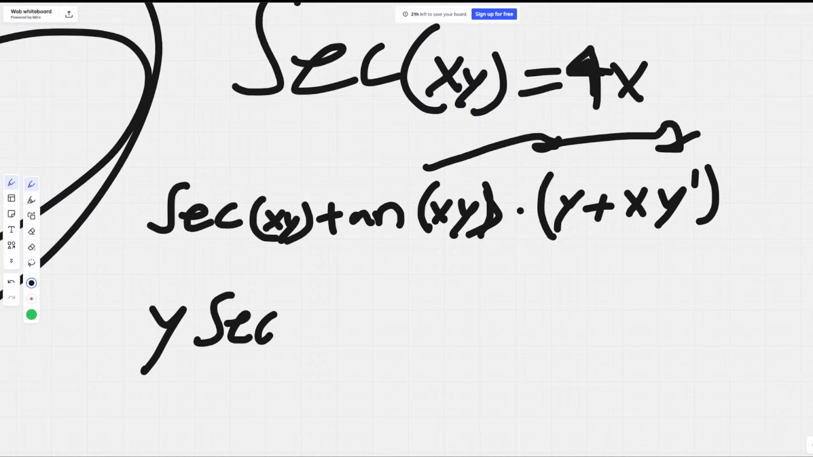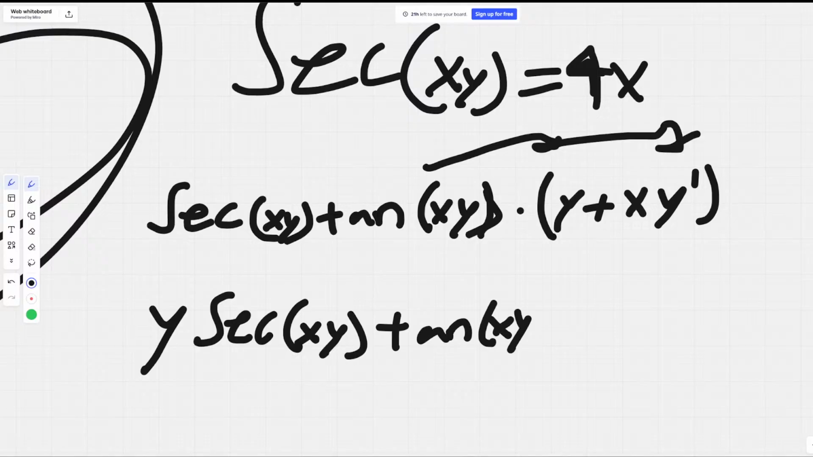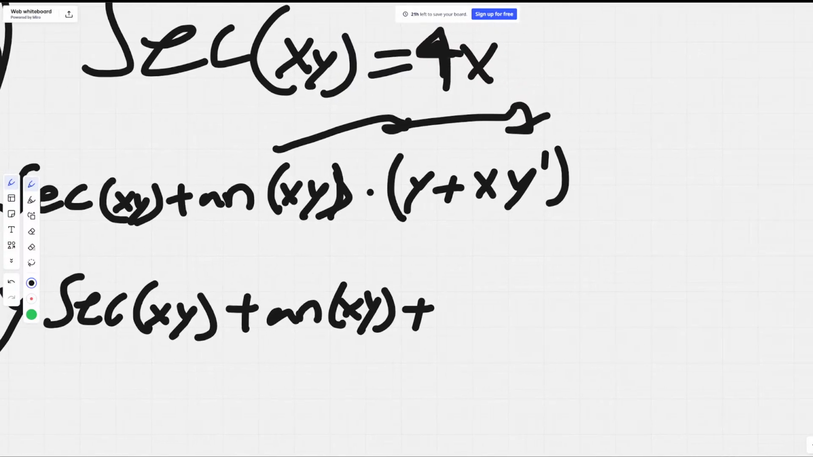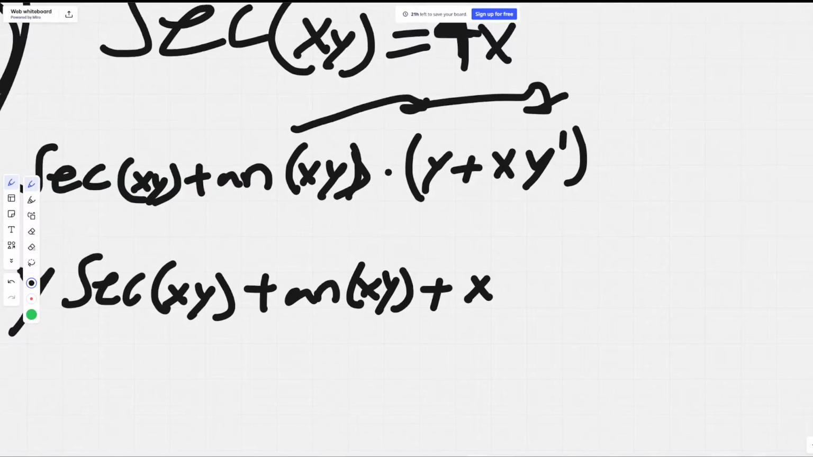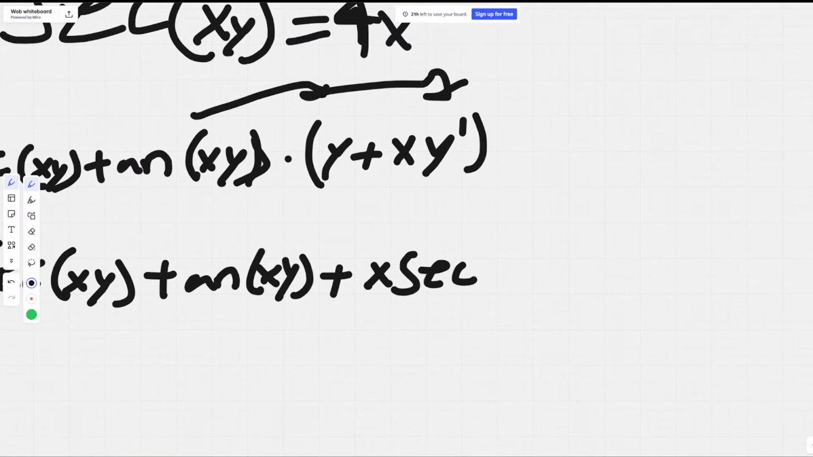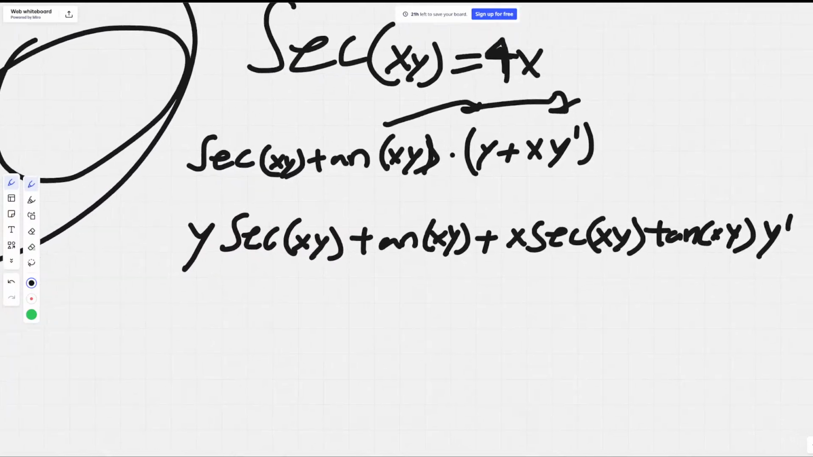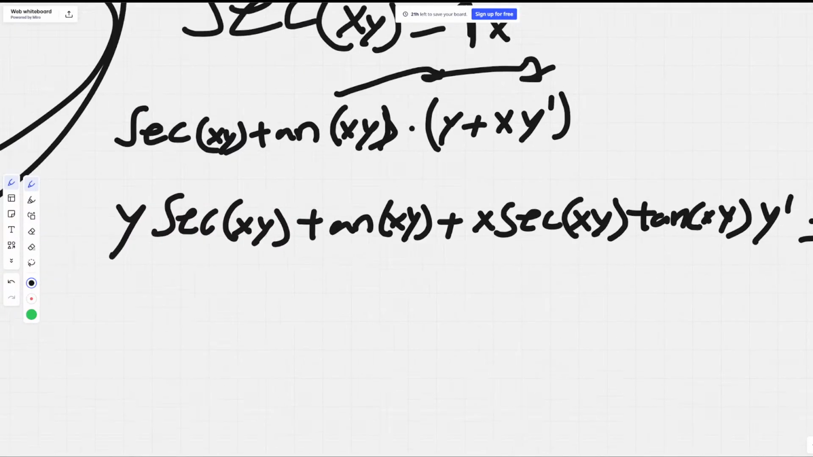x, y, and x, y, plus x. Copy and paste, please. Secant x, y, tangent x, y. Y prime equals 4x, which would equal 4.